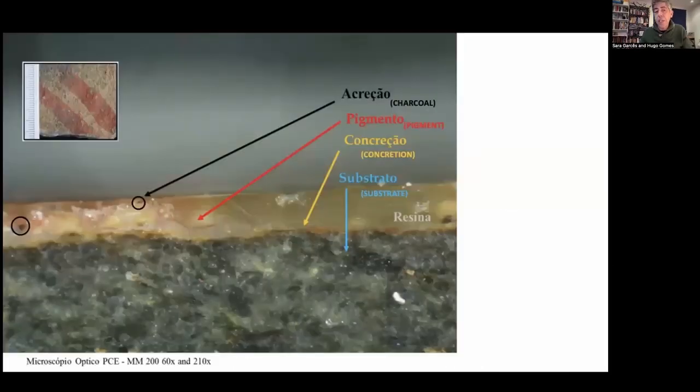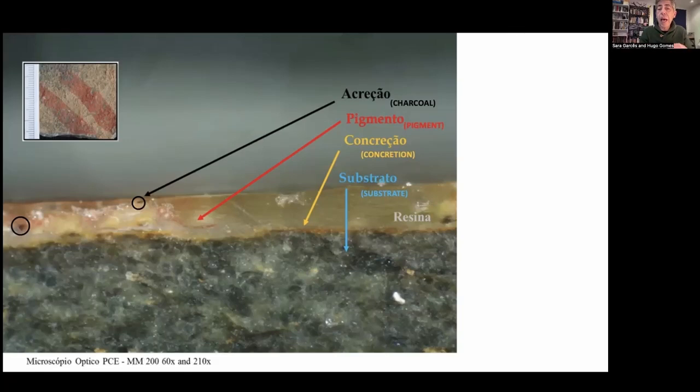So here is just an example of a microstratigraphy that we were lucky to find. We found a piece that is a little bit bigger than the samples that we usually collect, and we had the opportunity to make this slice of the sample. And as you can see, we have the entire sequence of the panel. We have the substrate, the blue gray area.